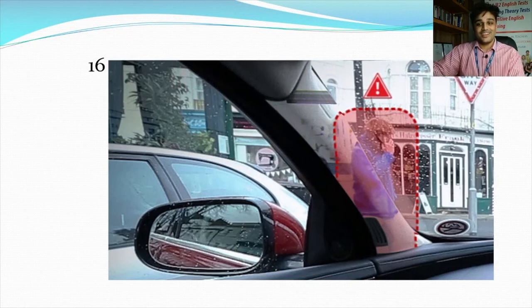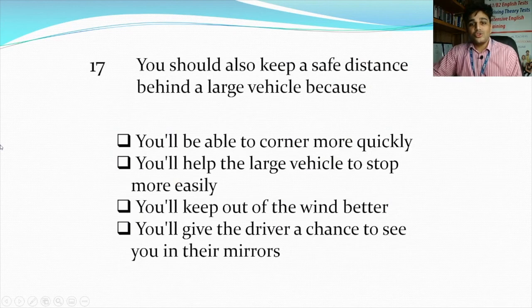So this is the windscreen pillar. You should also keep a safe distance behind a large vehicle because you'll be able to corner more quickly. You'll help the large vehicle to stop more easily. You'll keep out of the wind better. You'll give the driver a chance to see you in the mirrors. The correct answer is the last one: you'll give the driver a chance to see you in the mirrors.